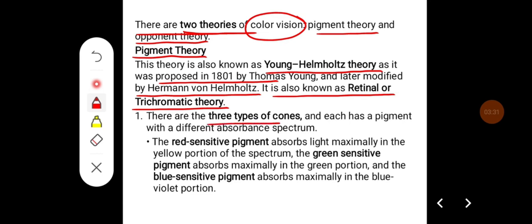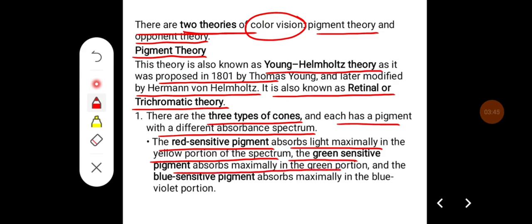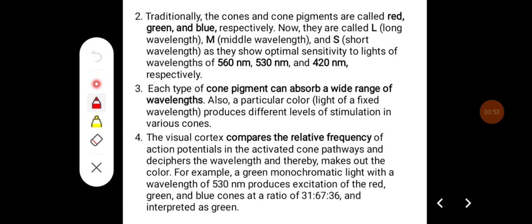There are three types of cones, and each has a pigment with a different absorbance spectrum. The red sensitive pigment absorbs light maximally in the yellow portion of the spectrum. The green sensitive pigment absorbs maximally in the green portion, and the blue sensitive pigment absorbs maximally in the blue-violet portion. Traditionally, the cone pigments are called red, green, and blue respectively.